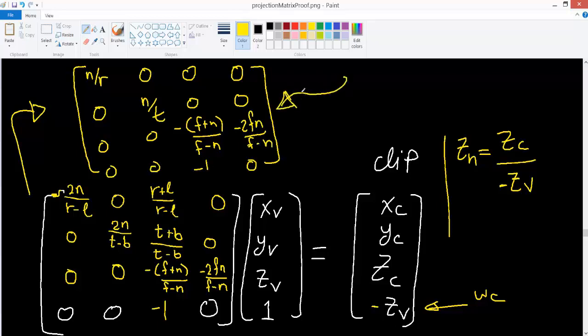So actually, this is the final matrix that you will find inside actual code libraries, and we will investigate this in the next video.